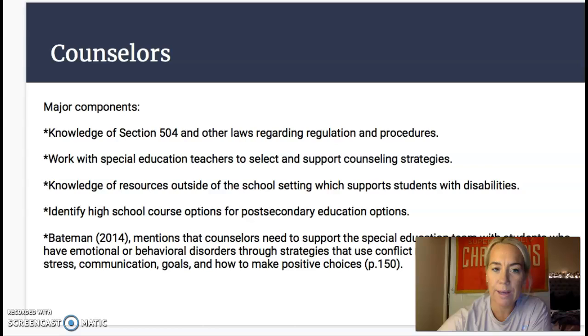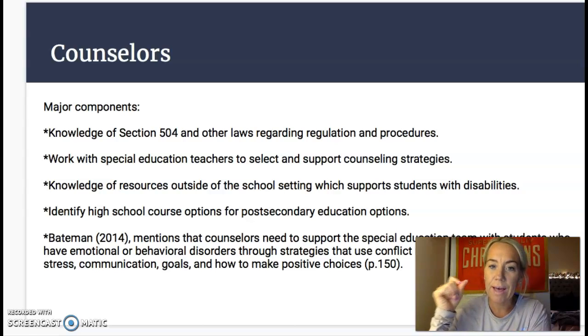So for school counselors, they've got to have knowledge of Section 504 and other laws regarding regulation and procedures. They work with SPED teachers to select and support counseling strategies. Sometimes in an IEP, you will find students have counseling minutes. That does not necessarily mean the school counselor is administering those minutes. Usually it's the special education teacher, and they collab and work together to come up with those ideas and strategies for the students.